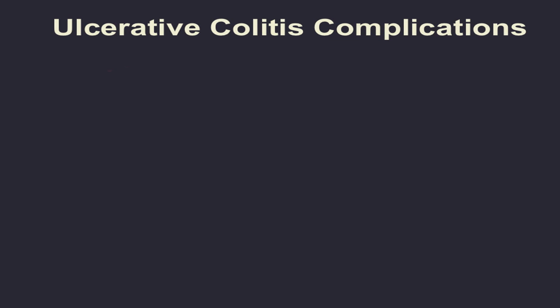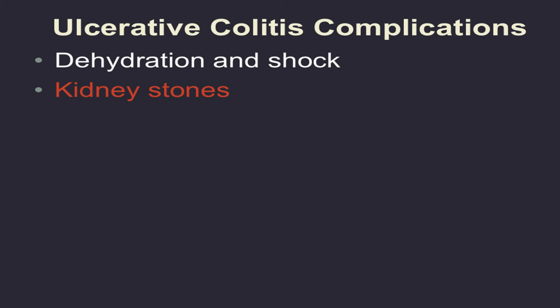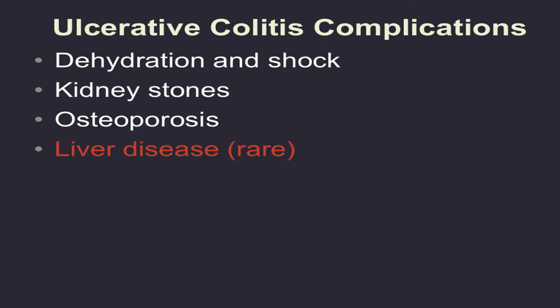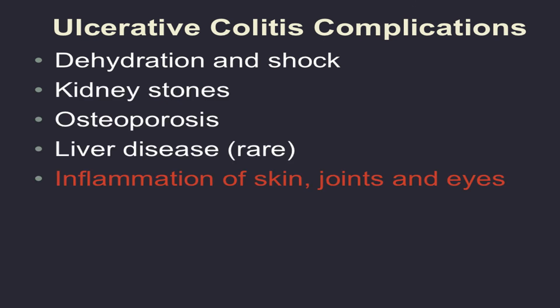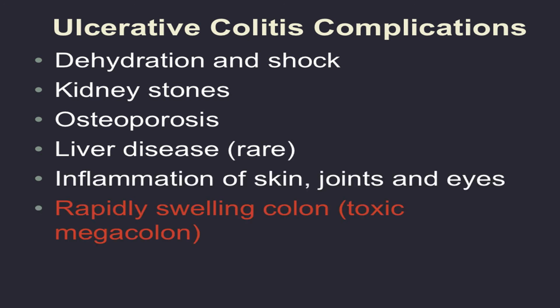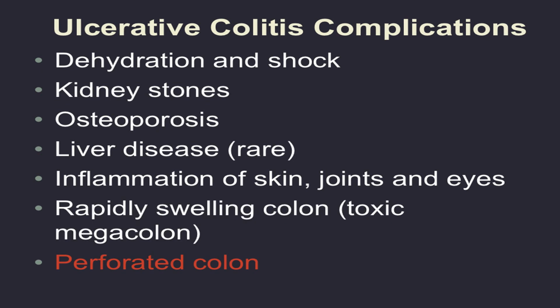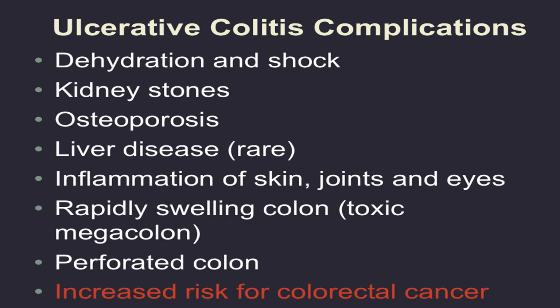Without treatment, ulcerative colitis can lead to dehydration and shock, kidney stones, osteoporosis, liver disease, inflammation of the skin, joints, and eyes, rapidly swelling colon or toxic megacolon, and perforated colon. Individuals with ulcerative colitis are also at an increased risk for colorectal cancer.